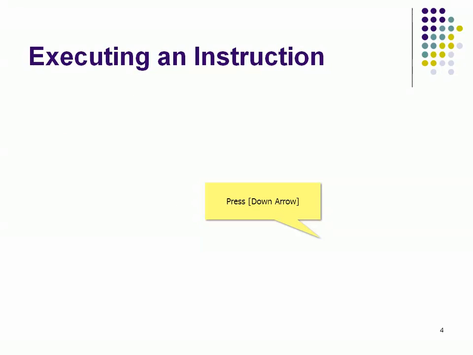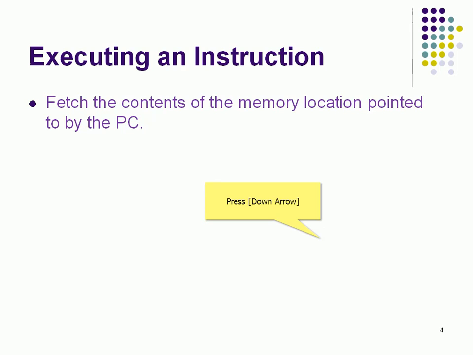So let me see instruction execution, how the instruction is executed. Fetch the contents of the memory location pointed to by the program counter. So what is a program counter? It holds the current address of the instruction.